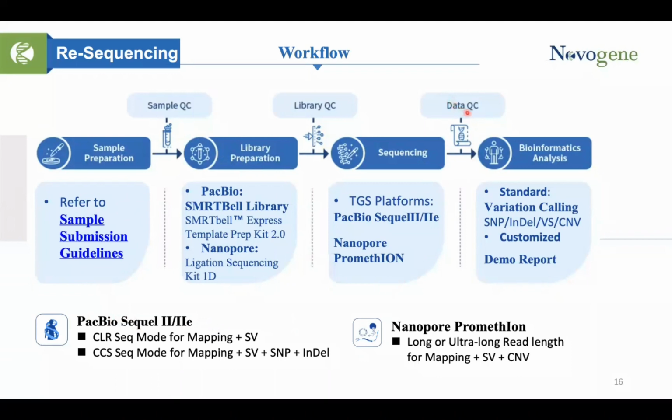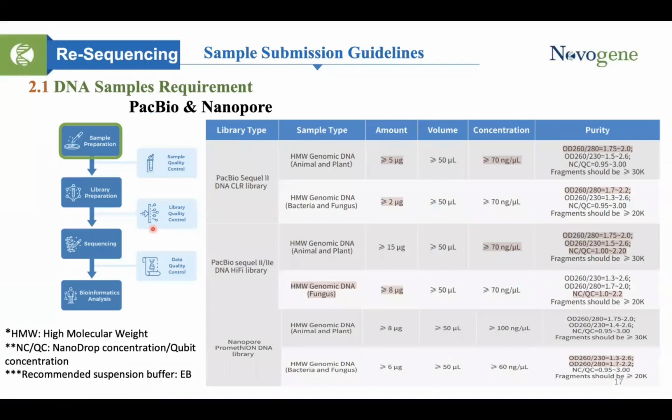Then data quality control is conducted before data releasing. And then it's about our bioinformatics analysis. We offer standard variant calling analysis and custom bioinformatics analysis. This is a demo of sample submission guidelines listing the minimum amount, volume, and concentration, etc. These are relatively higher requirements than those for NGS samples. And our technical support scientists will also double check the details with you when the sample is being scanned.